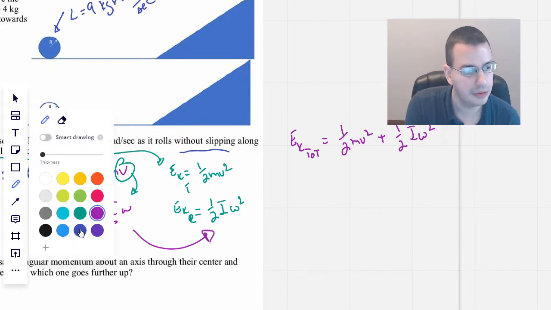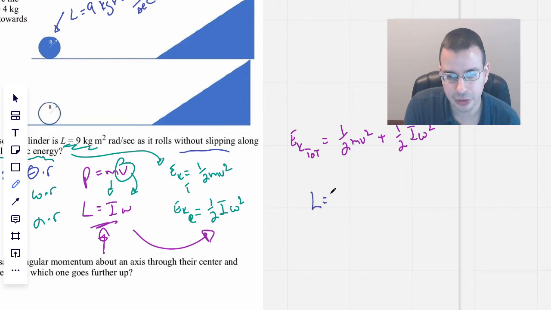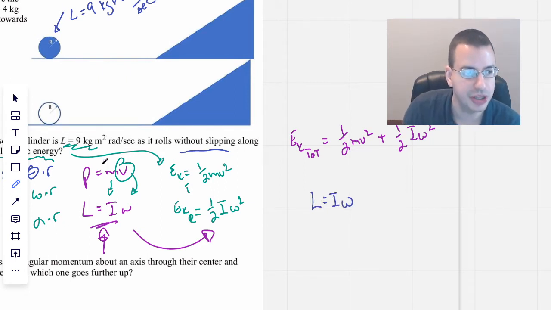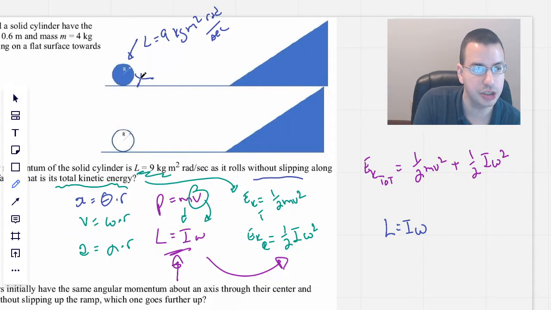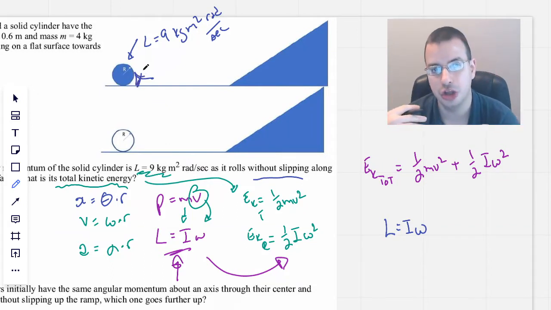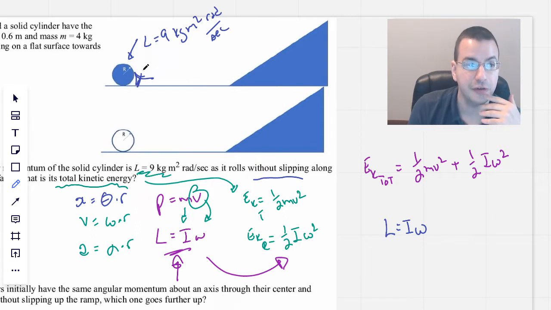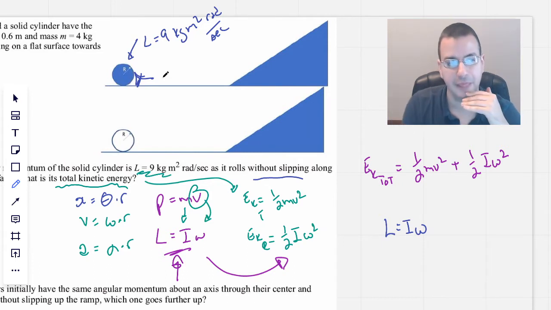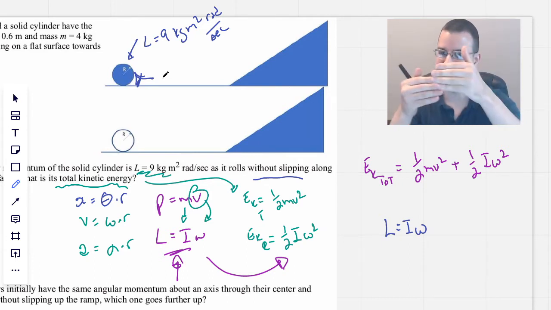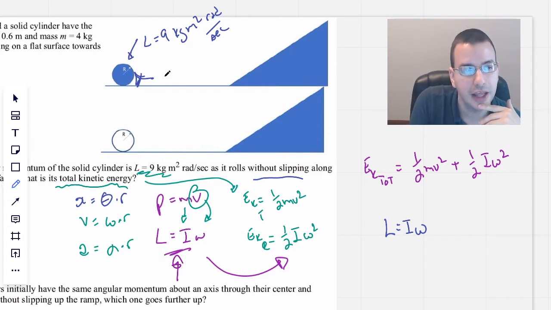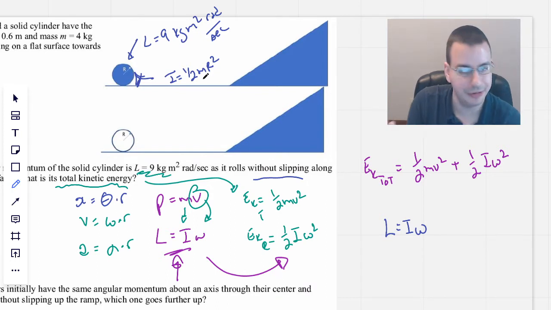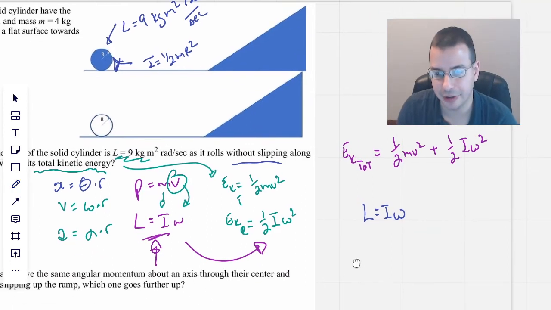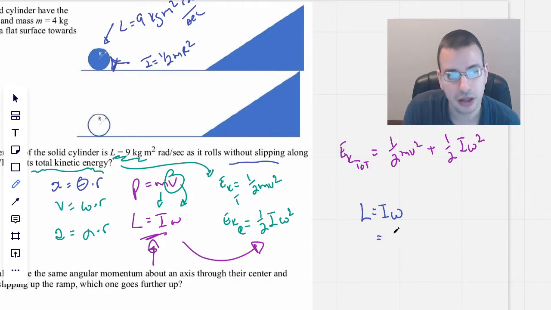L equals I omega. And we're told that this is the solid cylinder. One thing we know about solid cylinders is that you can look up the moment of inertia. You'll generally be given these, but there are a few you should have memorized. One of them is for a solid disk, which is the same as for a solid cylinder, because a cylinder is just a whole bunch of disks stacked on top of each other. The moment of inertia for that will be 1/2 mr squared. I wrote capital R; you can write lowercase if you prefer. Not a big deal. So this will be 1/2 mr squared.